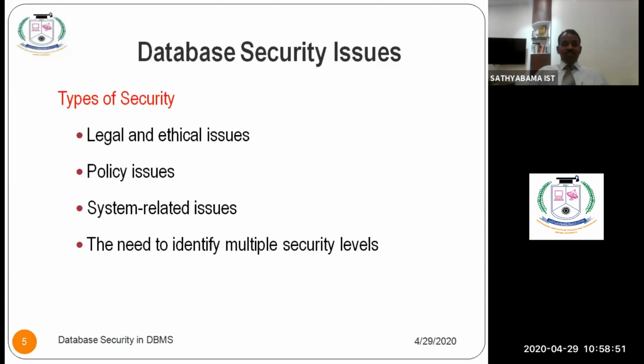So through the policies, we can make use of privileges and responsibilities in the correct way for all the employees in the organization or all the database users.